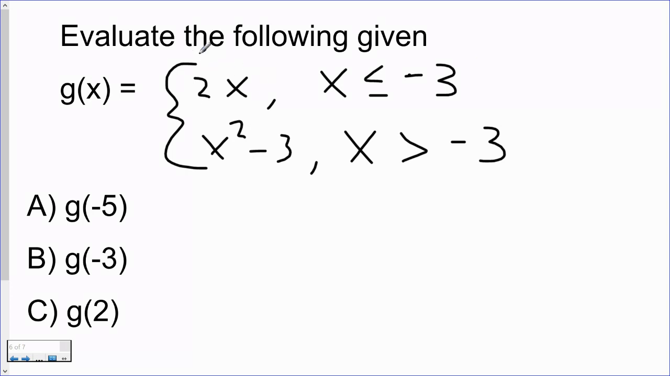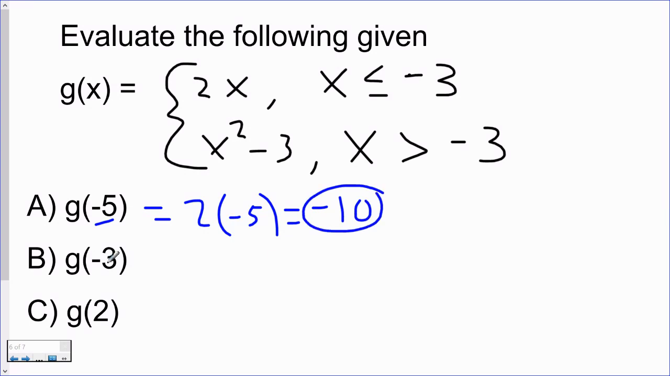I'm going to do the same thing I did. I'm going to replace that x, and in place of that, it's going to be that -5. And then that will give me a -10. Now g of -3. Is -3 less than or equal to -3, or is -3 greater than -3? Well, I have to go to the one that has the or equal to part. So I'm still going to plug it into this top one. It's going to be 2 times, replacing x with -3, and that gives me -6.